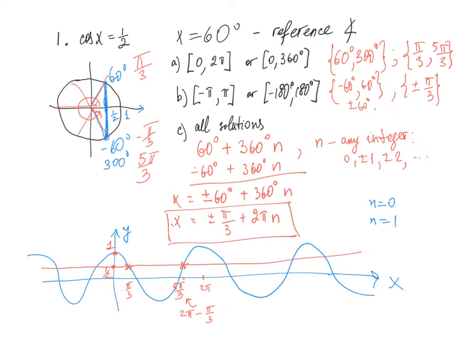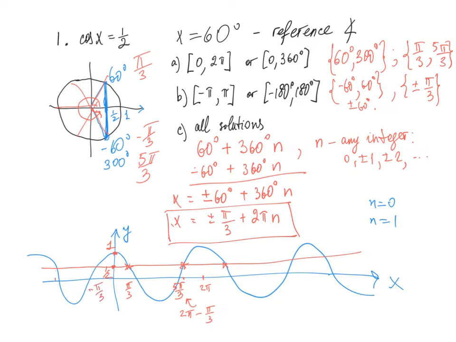And then if you go to the next cycle, it will be 2 pi plus another pi over 3, or 4 pi minus another pi over 3, and so on. And we can go to the left. This is your negative pi over 3, and so on.